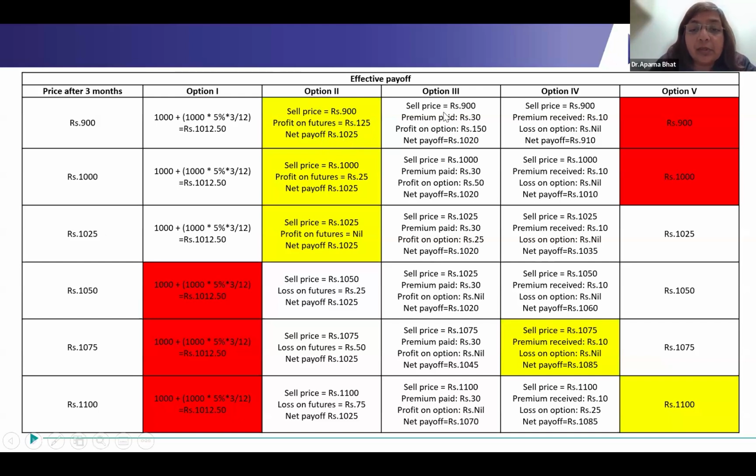Okay. Suppose they had bought a put option, okay, by paying a premium of 30 rupees.